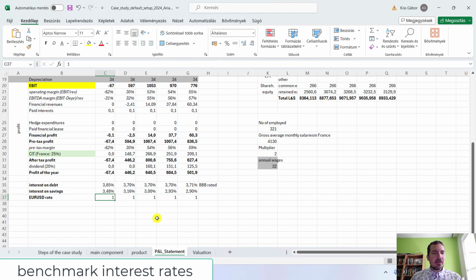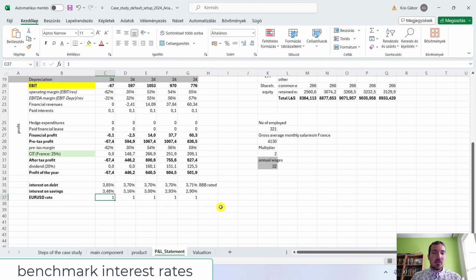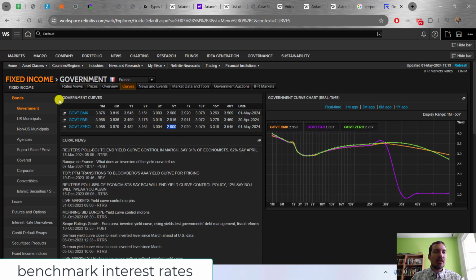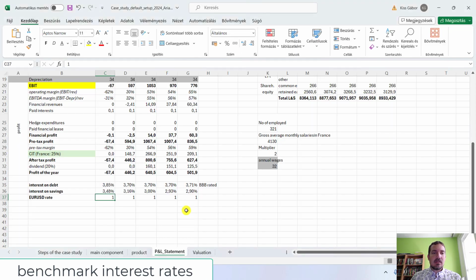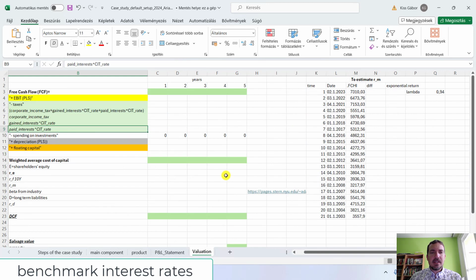Also, we can calibrate the Euro-US dollar rate if we have any exposure. Right now we don't have any exposure, so it's not so important. Let's keep it that way. We will have a whole class where I can talk about this one. Once we did this, we can turn toward valuation.